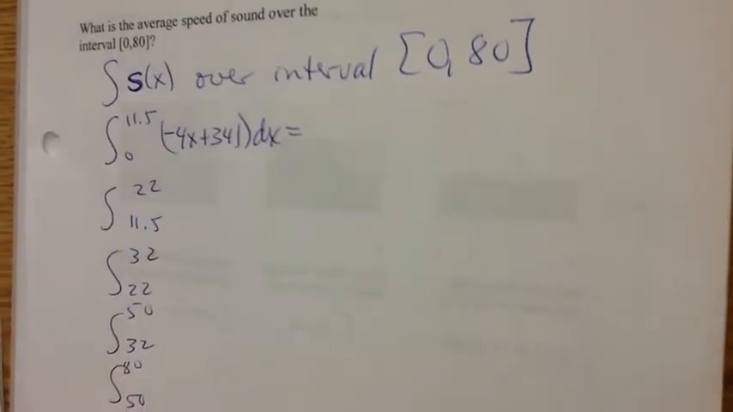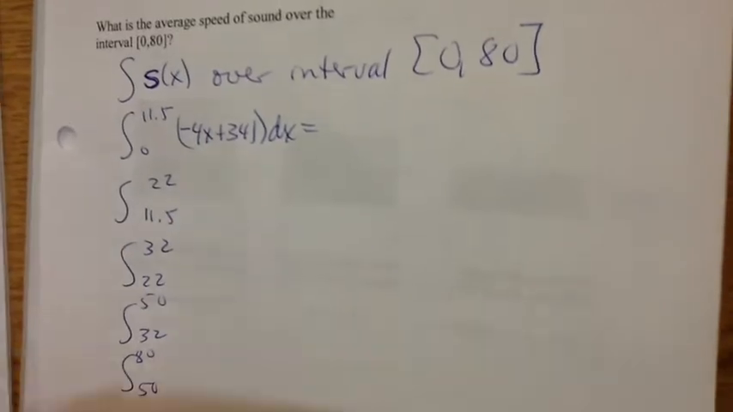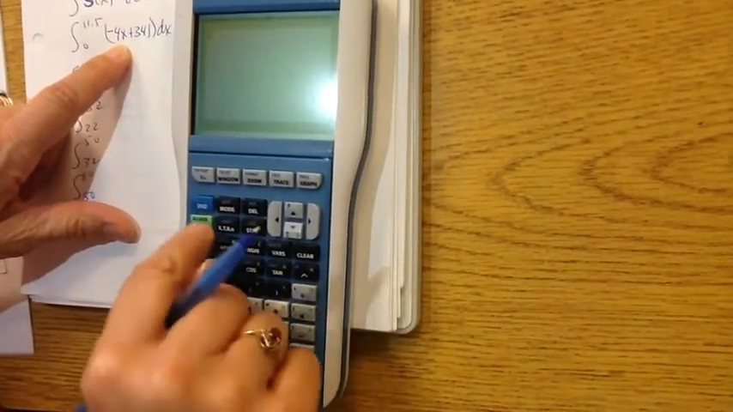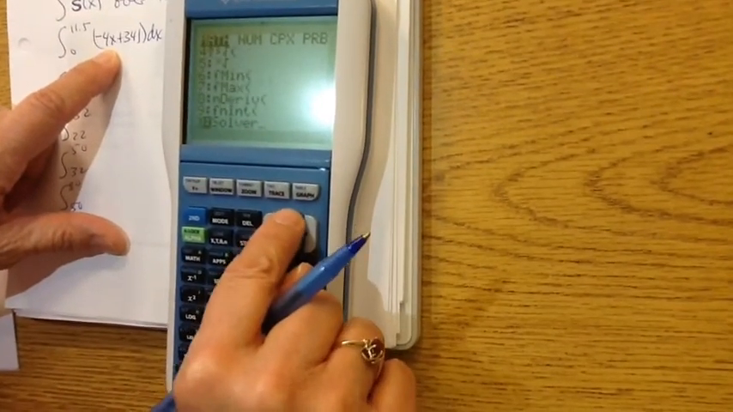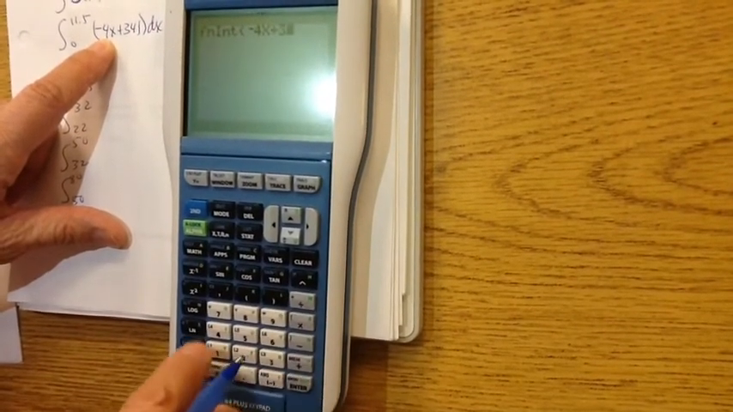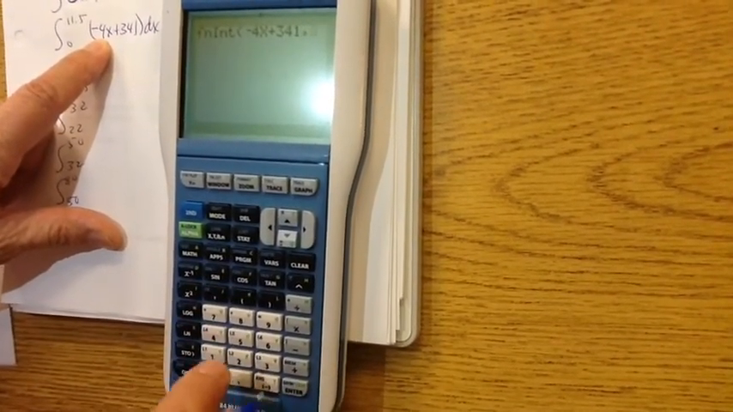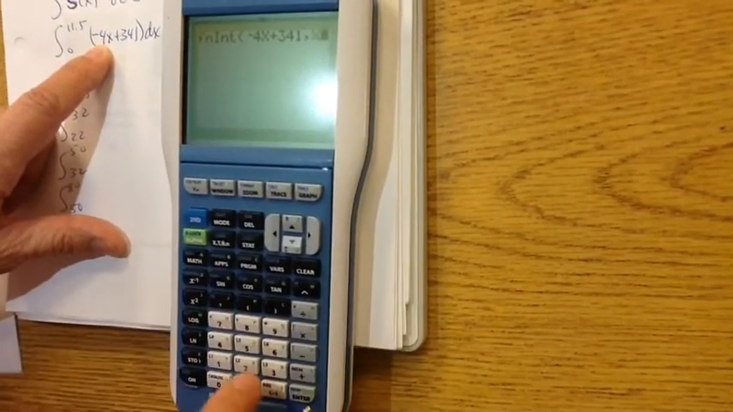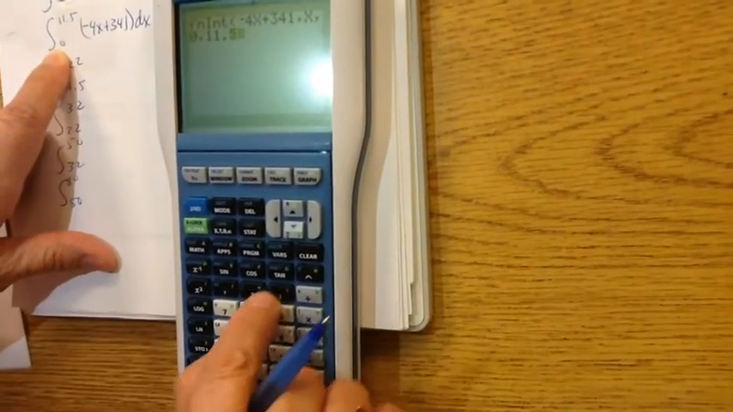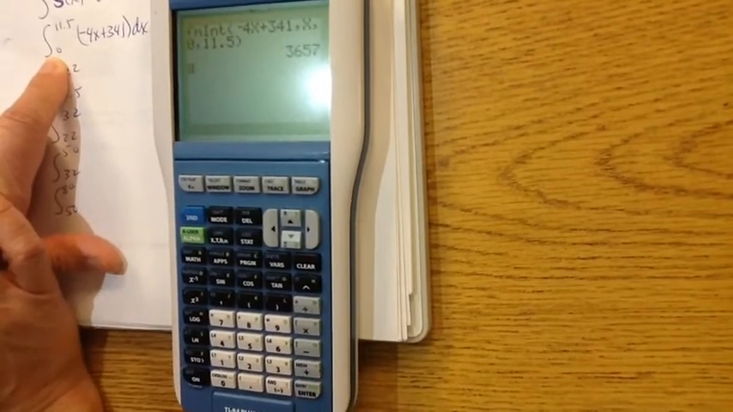Have you done that in your calculator yet, where you find the integral? Now this is going to be tough getting it on this screen. If you put in math, the integral function, you put negative 4x plus 341, comma, the integral with respect to x, comma, and you want to go from 0, comma, 11.5. And you should get a value. So we got 3657.